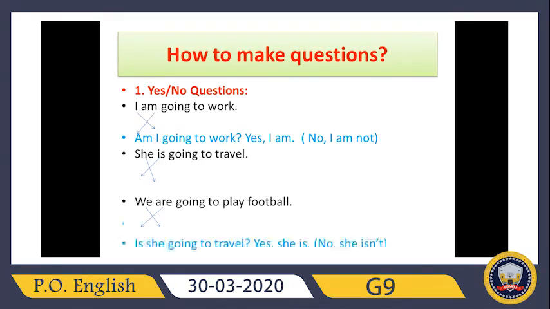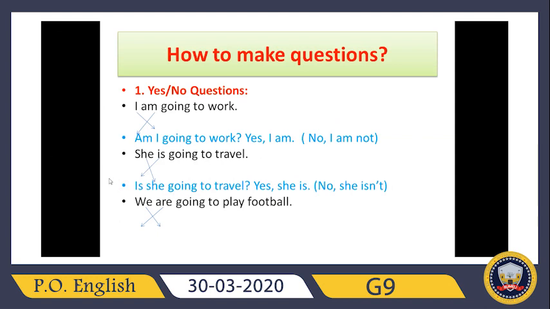Okay, let us see. Here, is she going to travel? The answer will be yes, she is, or no, she isn't. Again, not after is. And the last one, are we going to play football? Question mark. Yes, we are. No, we aren't. And not after are, because we have no.